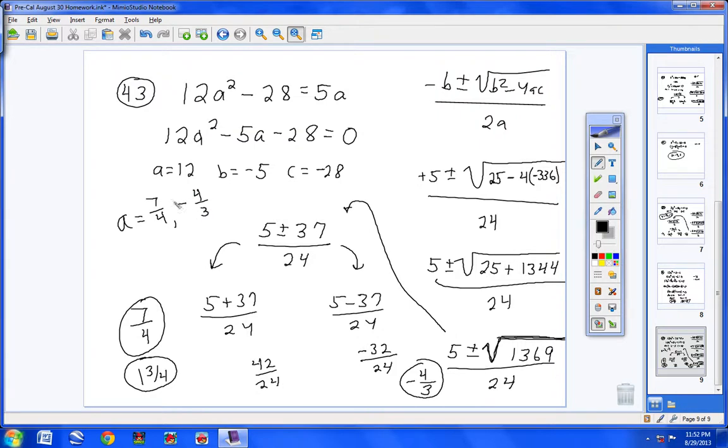And like I just said, there are other forms you could use for your answers for 7/4 or for negative 4/3. That's it.